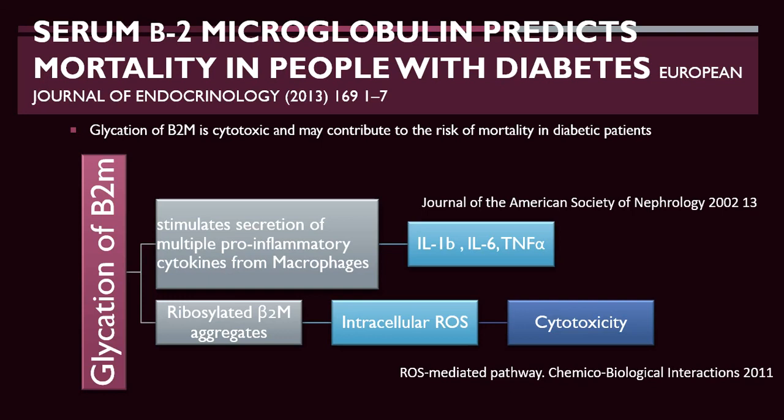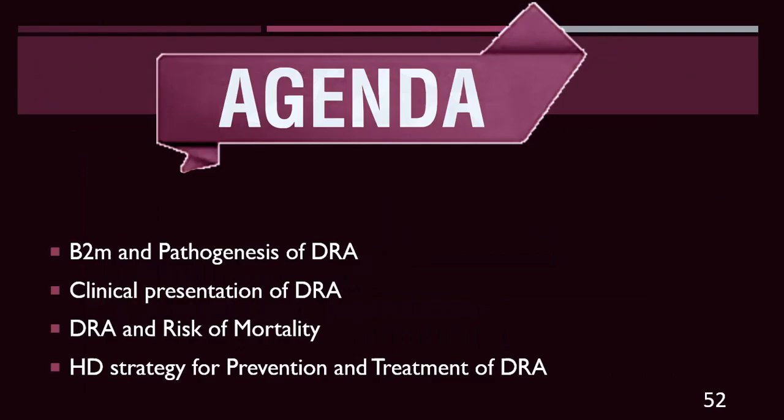Glycation of beta 2 microglobulin stimulates the secretion of multiple pro-inflammatory cytokines from macrophages, and this explains why patients with dialysis-related amyloidosis who also have inflammation have a higher level of death. What is the strategy for prevention and treatment of dialysis-related amyloidosis? It's mainly preventive.